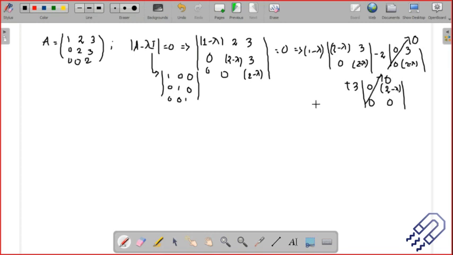So this is left with 1 minus lambda, and then you take 2 minus lambda, 2 minus lambda, and this is 3 into 0, 0, right? So this will be 1 minus lambda, 2 minus lambda, 2 minus lambda equal to 0. From here we can say that since all of these factors are independent, each of them is equal to 0, so we can say lambda is equal to 1, 2, and 3. So this is actually how you find the eigenvalues.